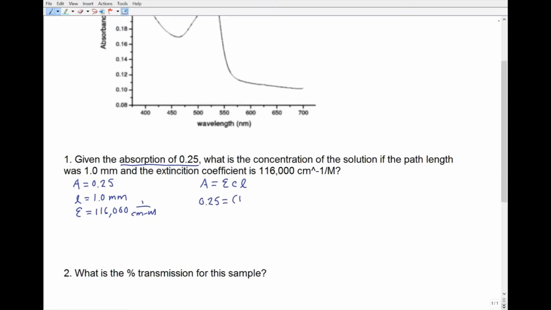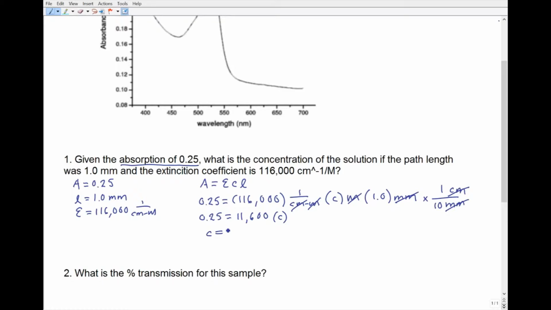Let's plug in what we have. You'll see that absorbance is a unitless quantity, but on the right side these units don't cancel. Molar cancels, but then we're left with centimeters and millimeters. All we have to do is convert from millimeters to centimeters. There are 10 millimeters in every centimeter. Finally, let's simplify and complete this algebra to find that the concentration is 2.2 times 10 to the negative fifth molar.